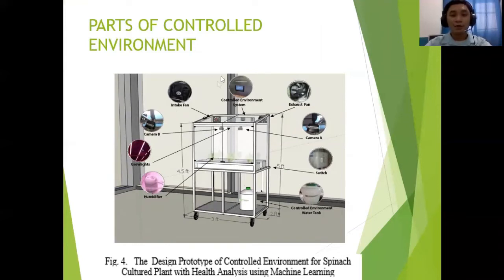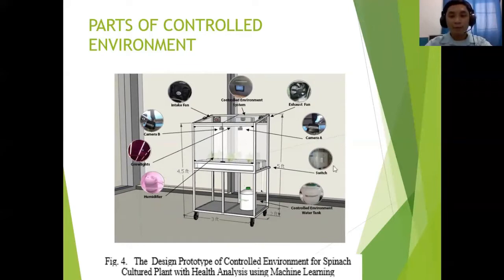So the top part you can see is the control environment system, which acts as the main brain of the system. And also we have the 2 fans and humidifier, which help to cool off the controlled environment. We have the intake fan and the exhaust fan. And here we have camera A and camera B, which capture the image of the plants. Then we have the grow lights, which give artificial sunlight to the plants.